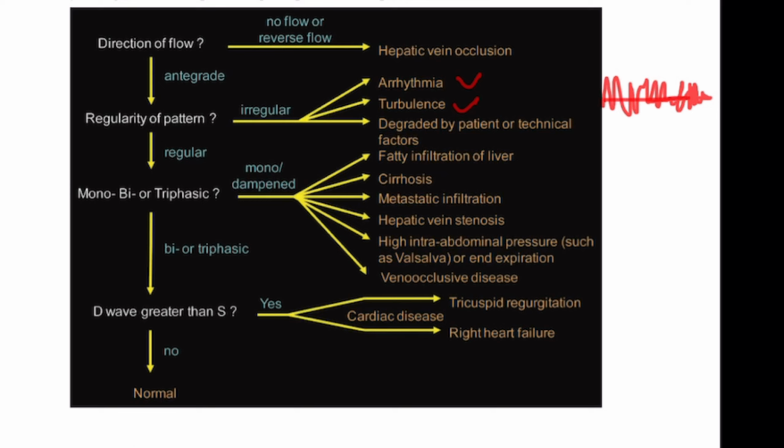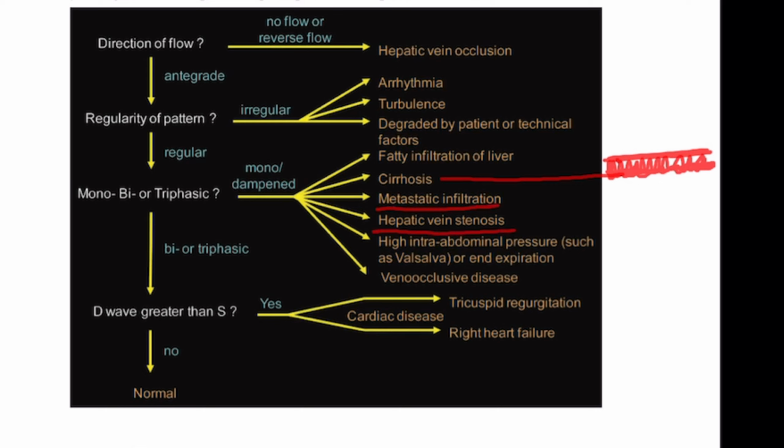Third is the phasicity. In conditions such as cirrhosis or fatty infiltration of the liver, we see the flow as a monophasic dampened waveform, an antegrade waveform below the baseline. And in other conditions such as metastatic infiltration, hepatic vein stenosis, Valsalva maneuver or veno-occlusive disease, we also see a blunted or dampened waveform. This is the baseline and this is the dampened waveform.